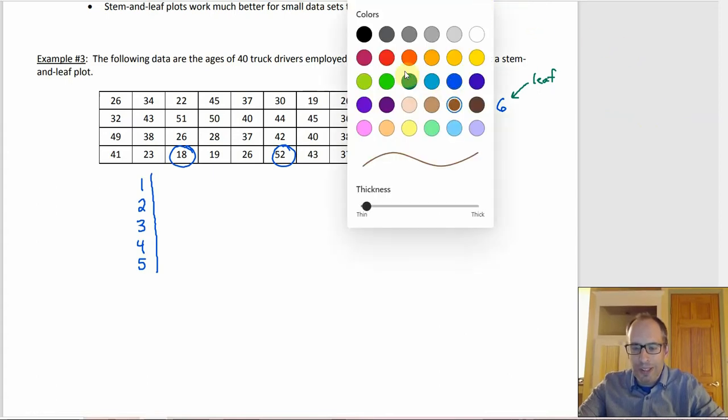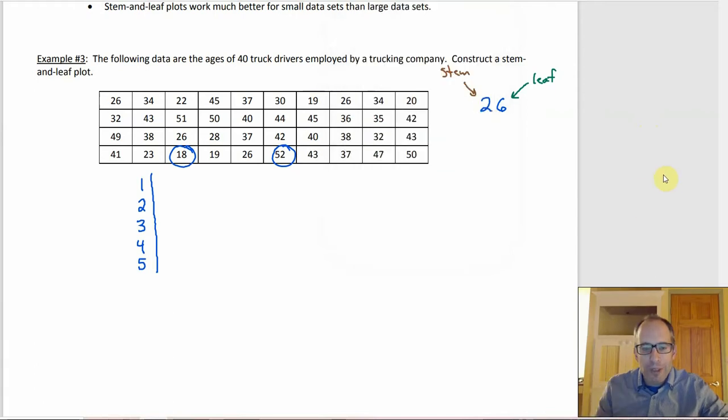So for the 26, let's see. Yeah, I'll make the leaves a different color. Why not? I'm just going to put it in like that. There's the 26. Now it's in the stem and leaf plot. Right? Because then that leaf of 6 means, oh, well, we got a leaf of 6 with a stem of 2. So that means that the data point must have been 26.